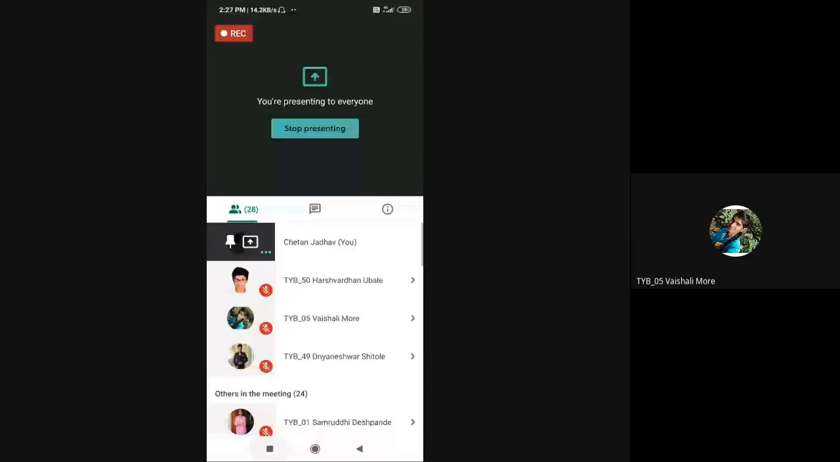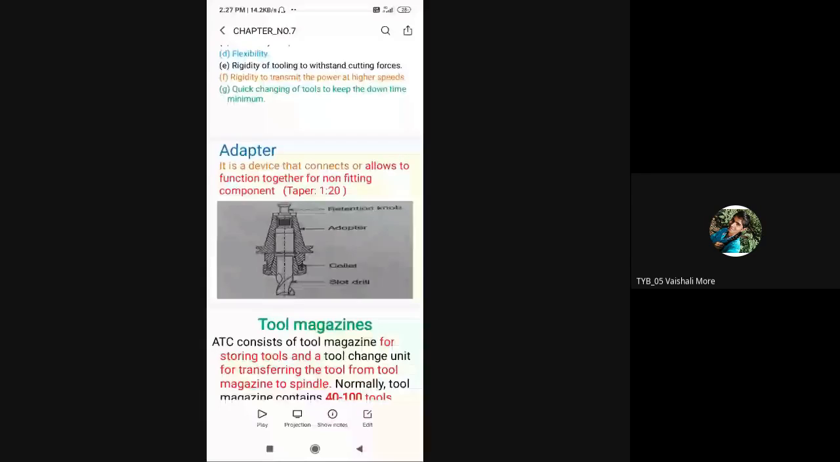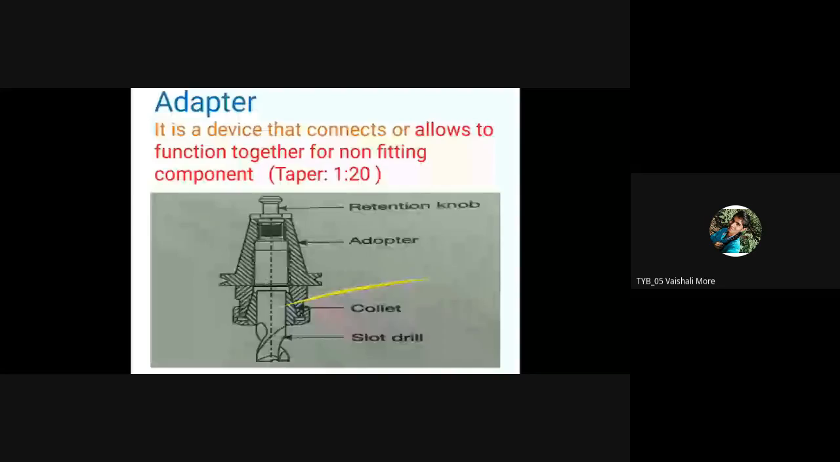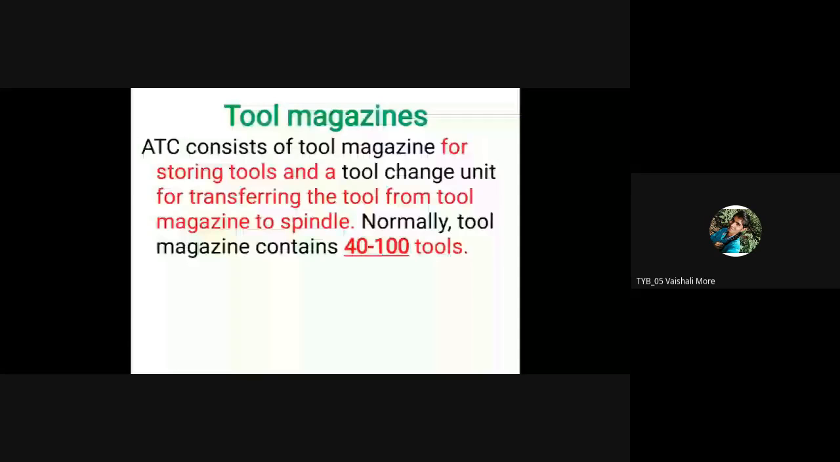So okay, side by side I will explain the magazine and adapter once again. We have already seen that. For all the advanced level machining, we use some type of tool storage unit. For such big machines we use a unit to store tools, which we call tool magazines.